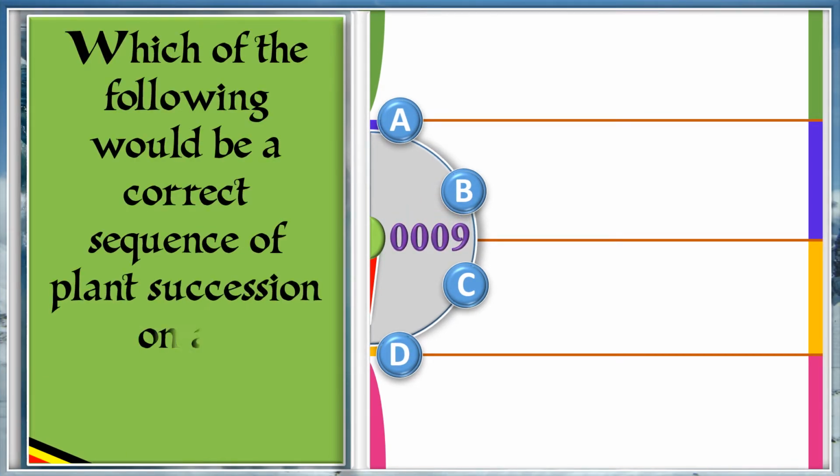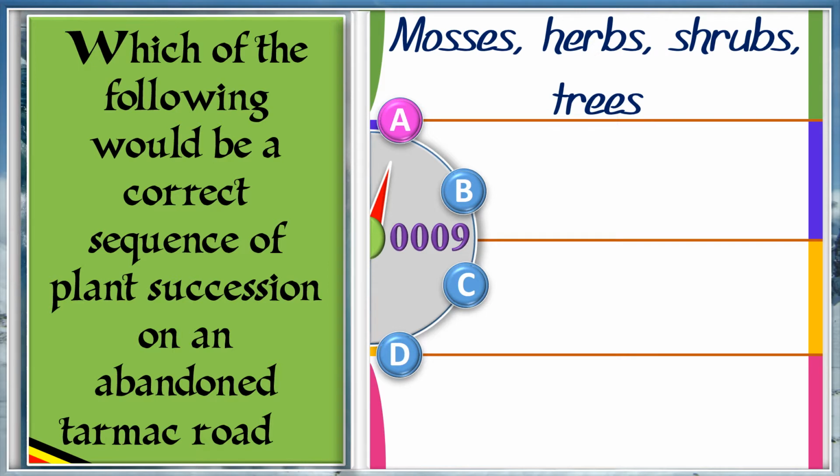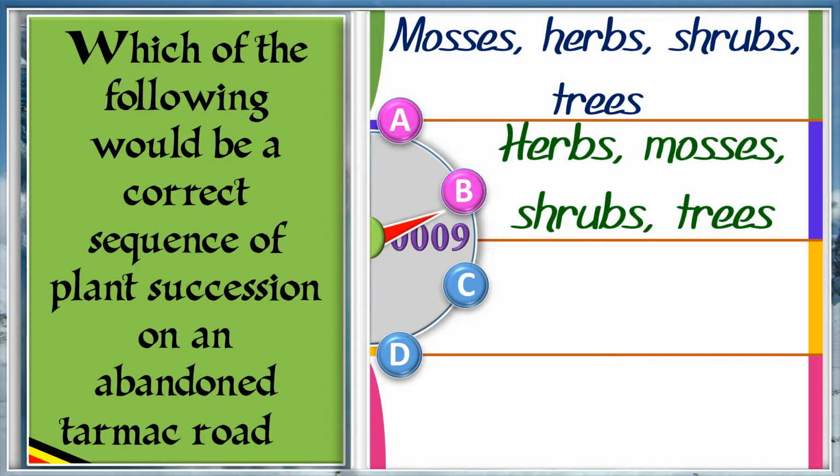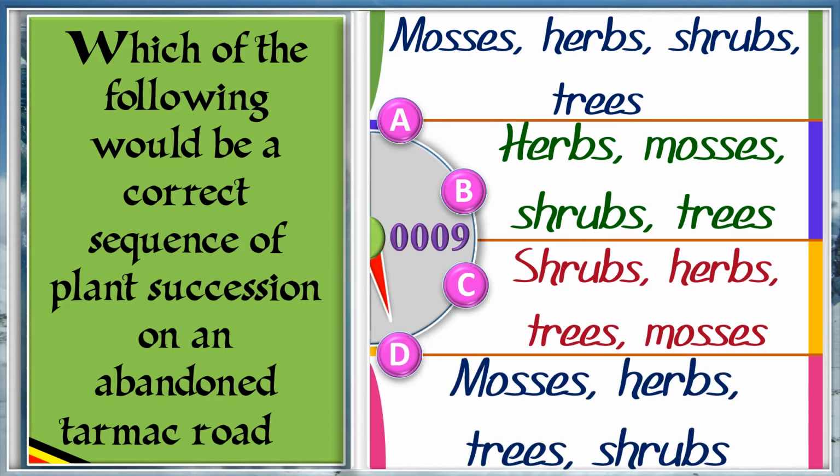Which of the following would be a correct sequence of plant succession on an abandoned tarmac road? A. Mosses, herbs, shrubs, trees. B. Herbs, mosses, shrubs, trees. C. Shrubs, herbs, trees, mosses. D. Mosses, herbs, trees, shrubs. And the answer is A. Mosses, herbs, shrubs, trees.